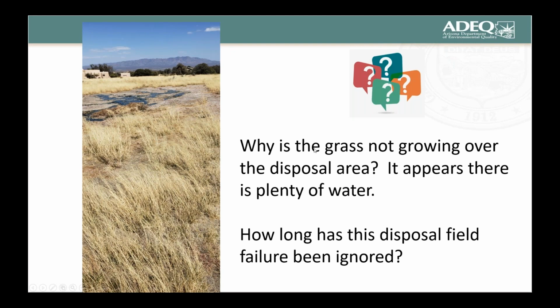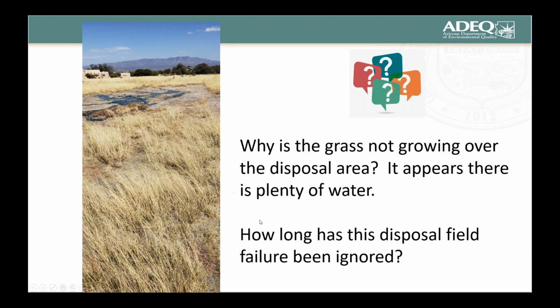Okay. Now here's another interesting one. A couple of questions. Why is the grass not growing over the disposal area? Notice we've got this beautiful grass growing really well all over there, but it's like a barren landscape right here, and it looks like something was trying to grow here and it's all dying. Because I'll tell you, look at that, we've got plenty of water. Why isn't this growing lush green grass?